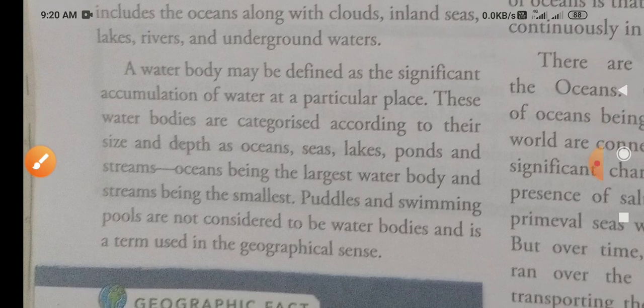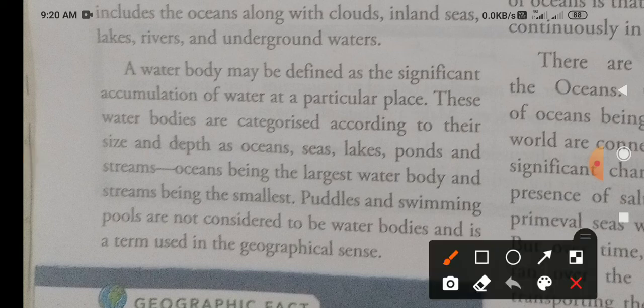A water body may be defined as the significant accumulation of water at a particular place. So water body means what? That is a collection of water in a greater way. If you keep a little water in your glass tumbler, a small drinking glass, and say this is a water body, it is not, it cannot be called a water body. That is funny, is it not?